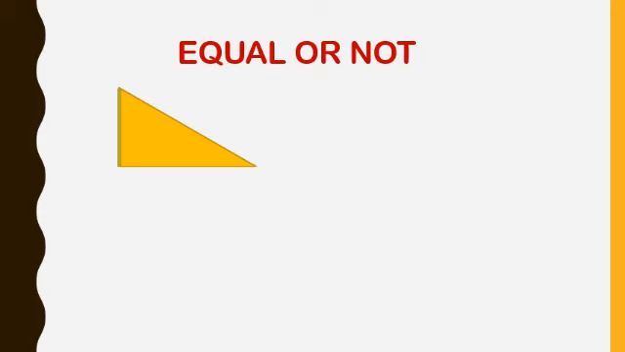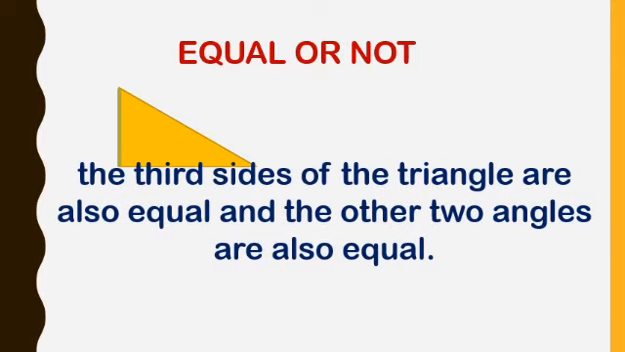From this, what do you understand? If we know two sides and an angle made by them are equal in both triangles, then we can say the unknown side or third side of the triangles are also equal and the other two angles are also equal. This is our second property: two sides and an angle.